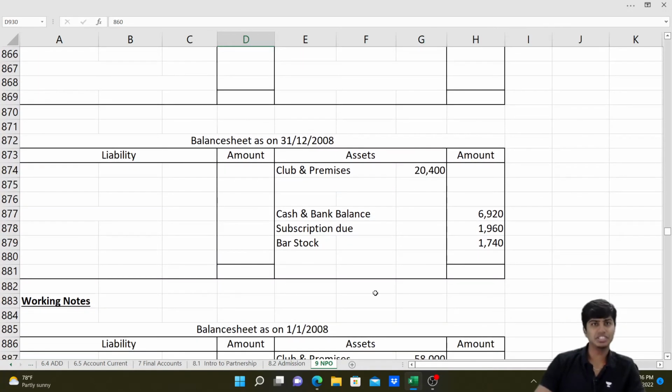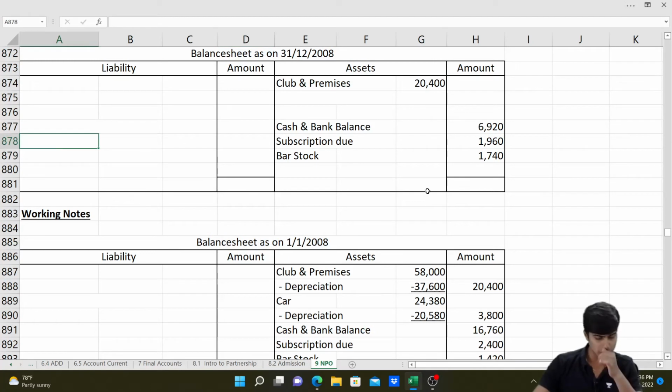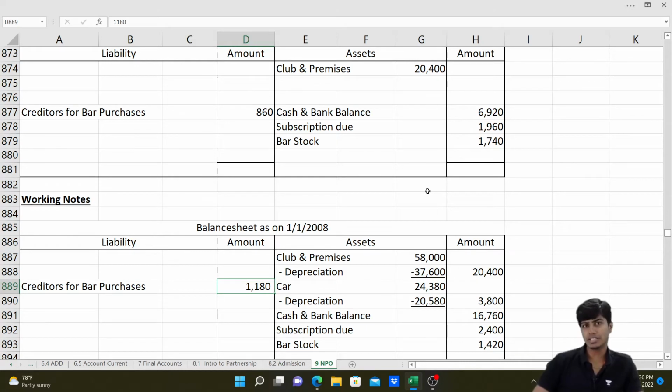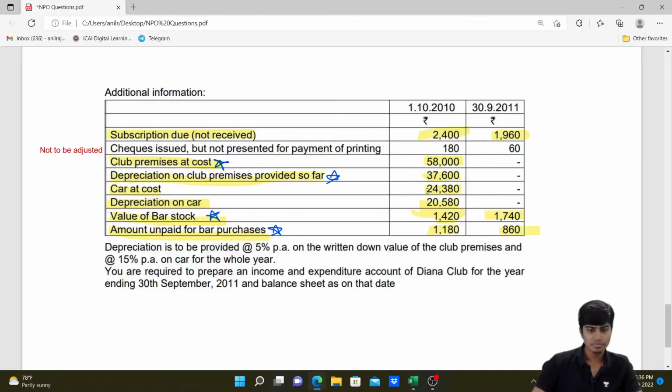In my balance sheet as on 31st of December 2008, let me write creditors for bar purchases 860, and in my balance sheet as on 1st of January 2008, opening balance sheet, creditors for bar purchase 1180. Done. Only two more adjustments: one is depreciation on club, the other one is depreciation on car. Then we'll close the ledgers and transfer the balances to the respective balance sheet and income and expenditure, and we're done.